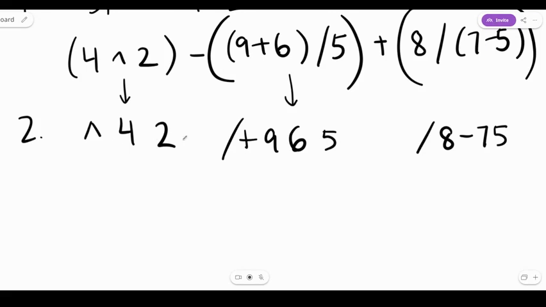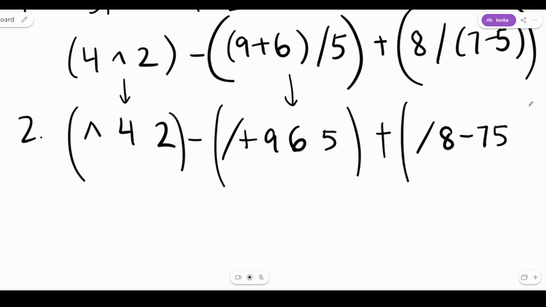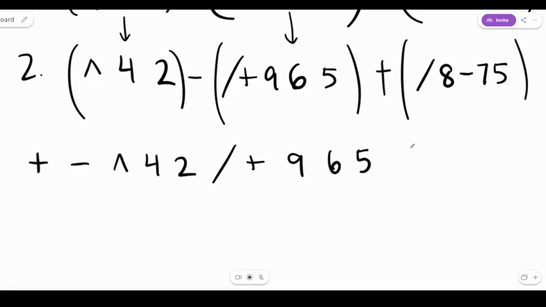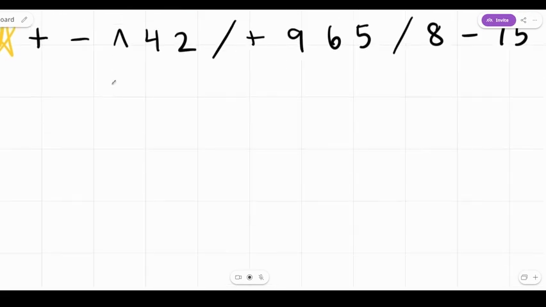So now you'd be subtracting this and adding this, which at this stage is pretty easy to do. So for this, you just move the minus sign to the front: 4, 2, divide, plus 9, 6, 5. And then here you'd move the plus sign to the front: divide, 8 minus 7, 5. So this should be your final answer. Let me check this with the answer key. Plus minus exponent 4, 2, divide plus 9, 6, 5, divide 8 minus 7, 5. Okay, this is correct.